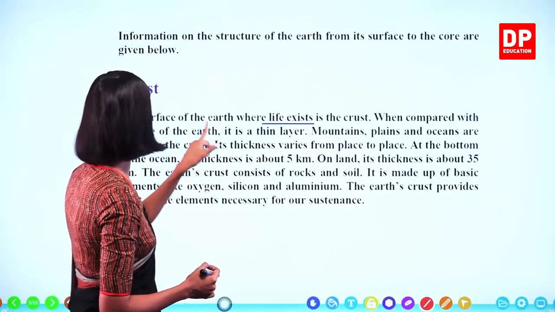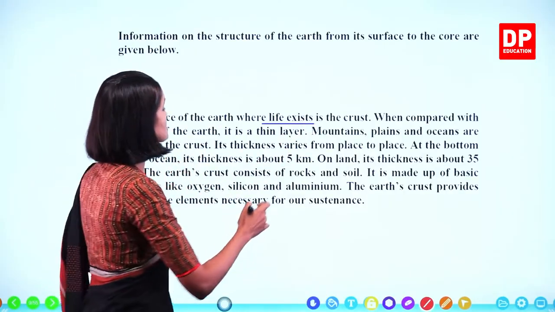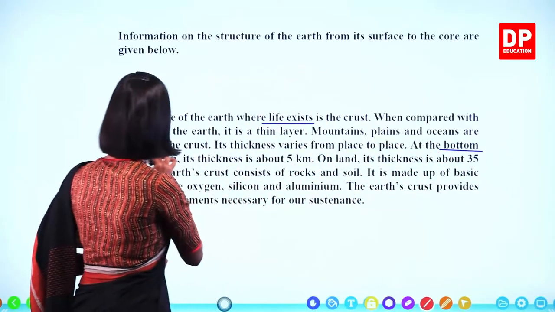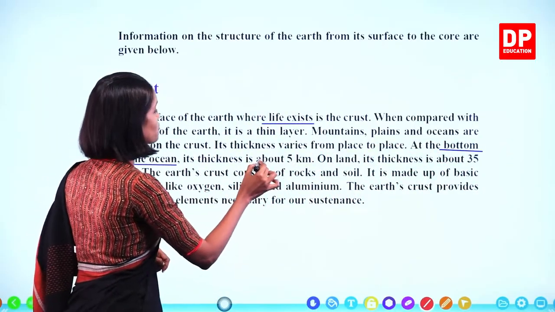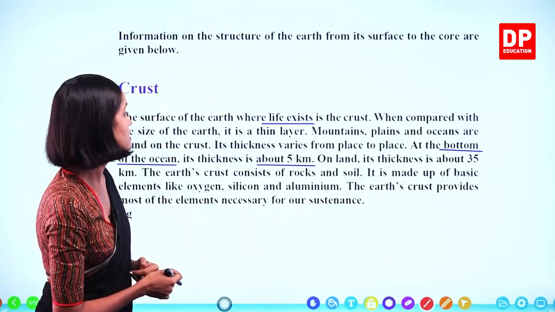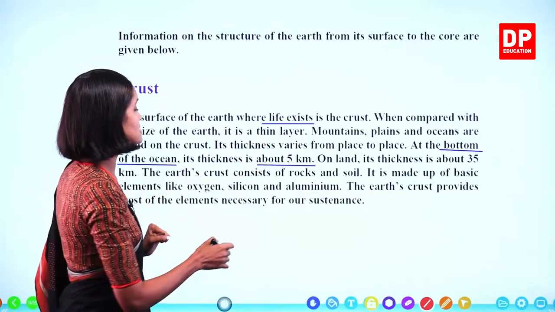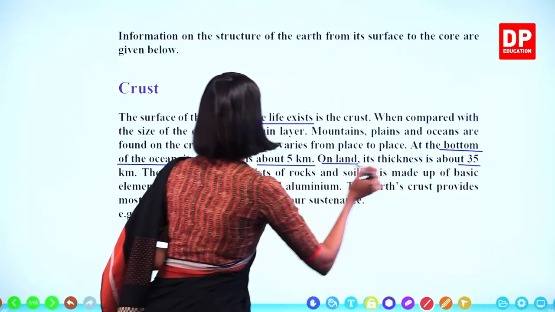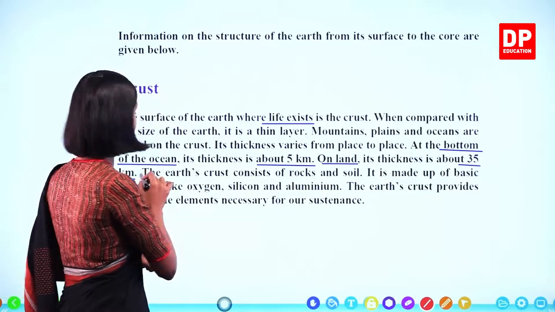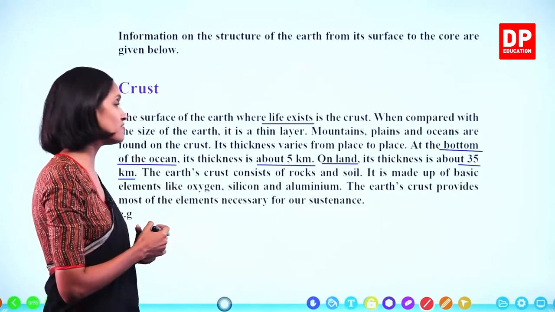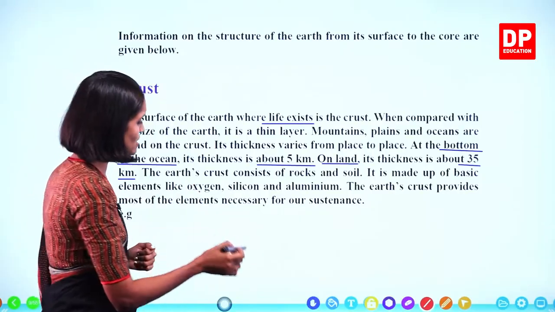At the bottom of the ocean, its thickness is about 5 kilometers. It can change, right? On land, its thickness is about 35 kilometers. Especially in the mountain areas, its thickness is about 35 kilometers. Now it's like this, no, children?